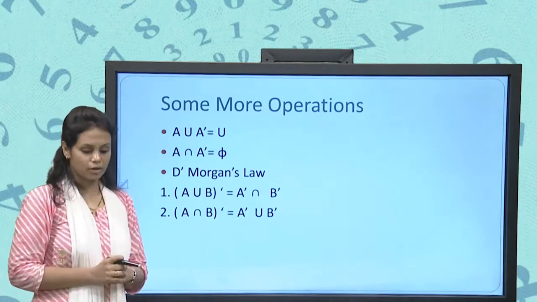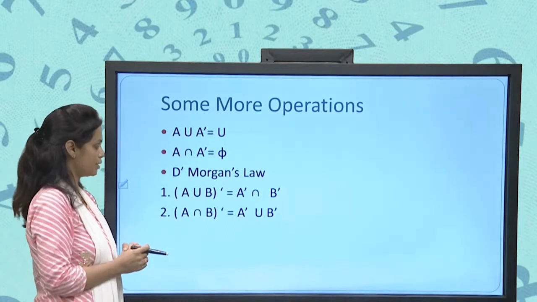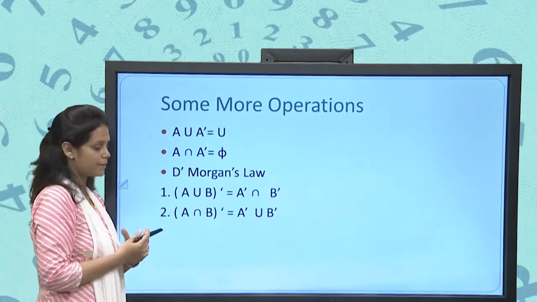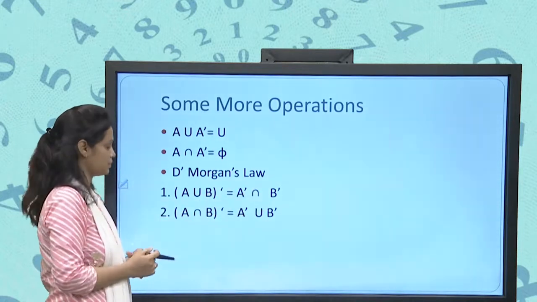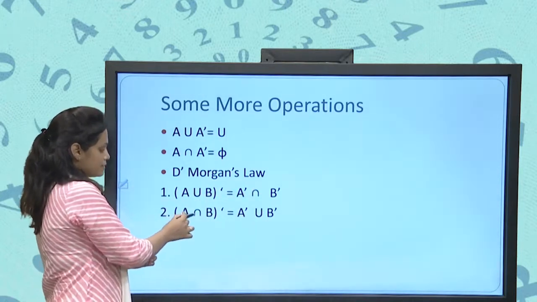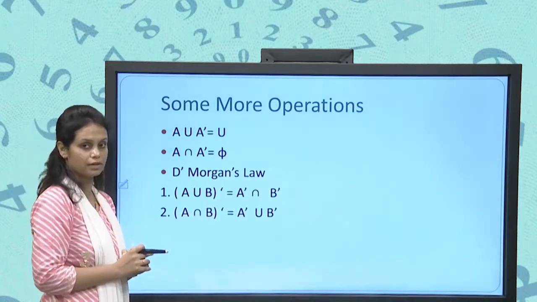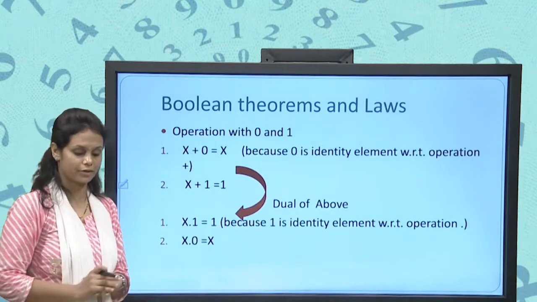Now, we will see the De Morgan's law in the set theory. A union B dash equal to, what is the De Morgan's law? A dash, union is replaced by the intersection and the B's complement, that is B dash. If A intersection B dash, then the output is A dash union B dash. Okay. This is the De Morgan's law, we already know.